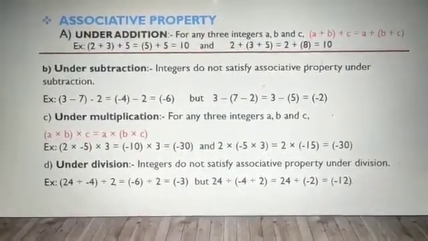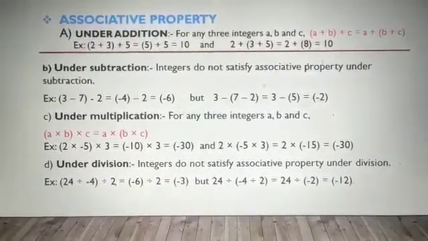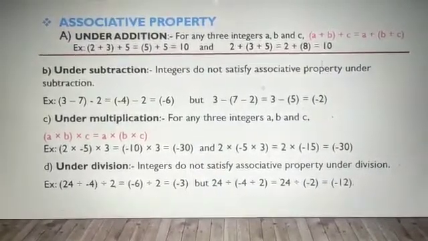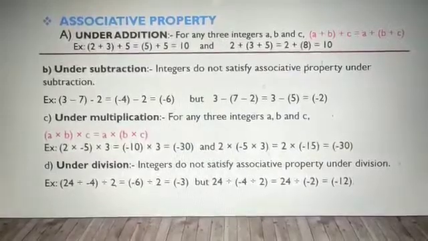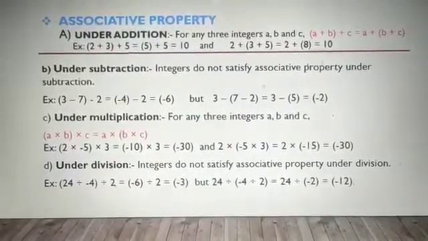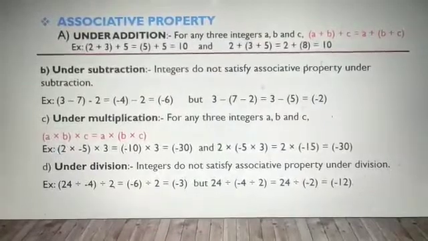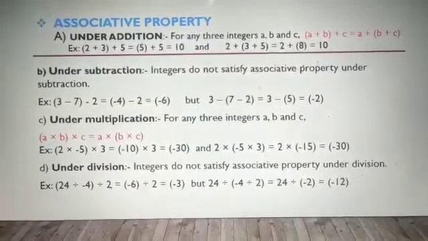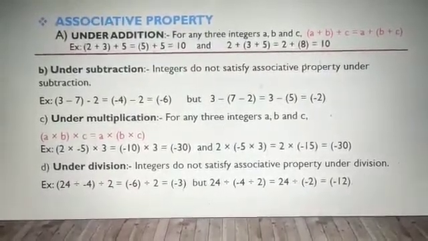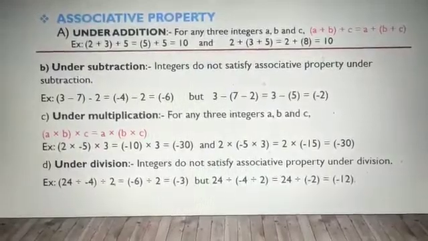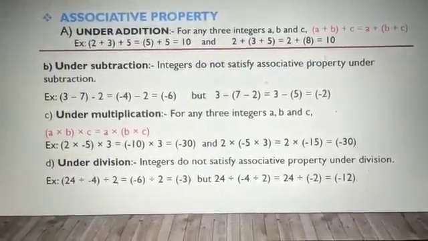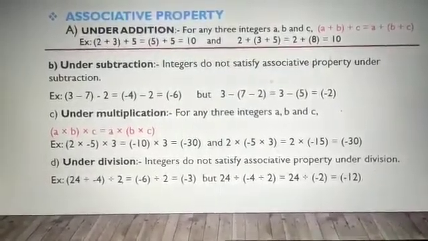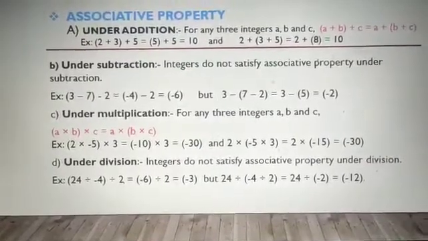Now under subtraction, integers do not satisfy associative property under subtraction. Let's take an example. When we subtract 3 minus 7 minus 2, here we are first subtracting 3 minus 7. So minus 4 minus 2 is equal to minus 6. But when I subtract 7 minus 2, that is 3 minus 5 will be equal to minus 2. That is, here in this case, when we are subtracting two integers, the answer is not the same. That is, we cannot subtract any two integers first.